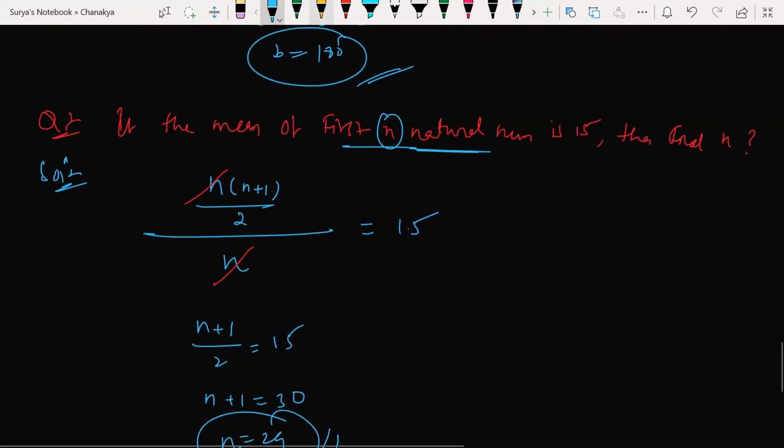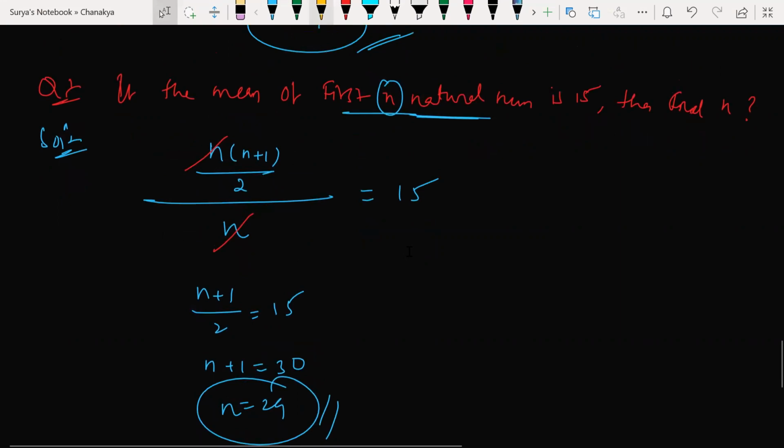But sir, it doesn't make sense, right? First 29 natural numbers, sum is just 15? In 1 plus 2 plus 3 up till 29 terms, it can't be just 15. It's not a right question. Exactly. The sum of the first 29 natural numbers is not possible. It should have been something like a big number. Let's say n should be some smaller number less than 15. Or else the mean should have been a big number.